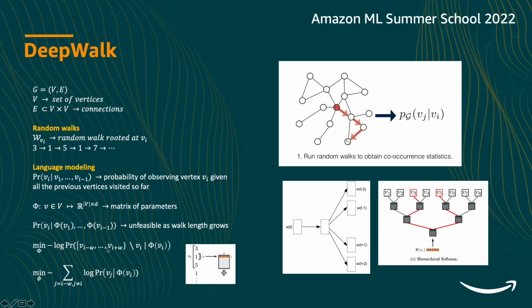And we also make one more assumption, the conditional independence assumption. We define a window of length W around the node Vi. Vi is our target node, and we want to learn a representation of it. We assume that once we know the representation of Vi, the other nodes which have been visited in our random walk are conditionally independent.